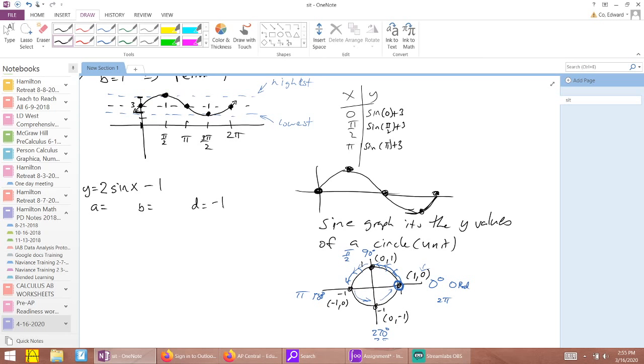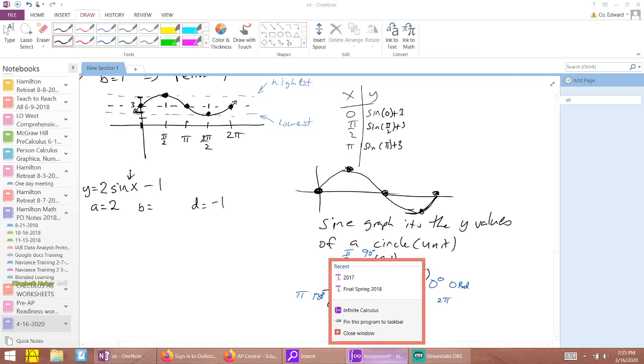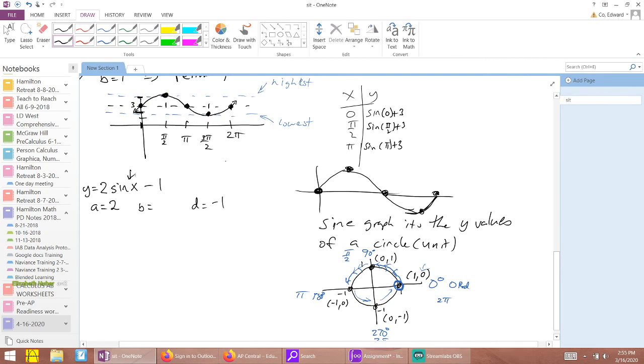So my a value looks like it'd be the number 2, right? Do we have a b value? What's in front of the x? Remember, the pattern is always going to be y is equal to, my b value, it's going to be invisible. In front of the x, it's going to be an invisible 1.